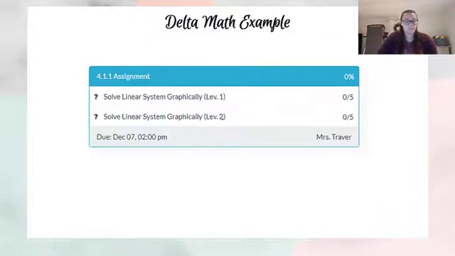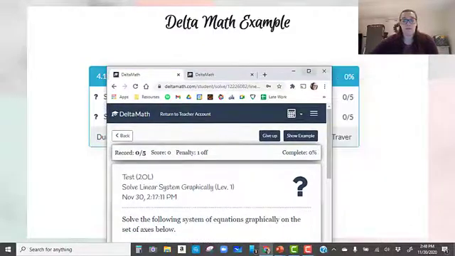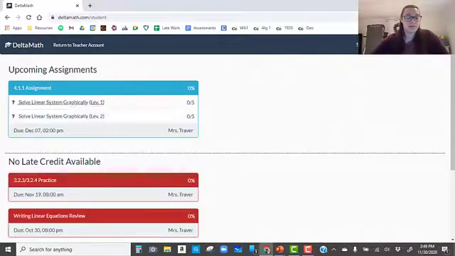Let's do one more. Actually, let's do one more on our assignment. So what I want you to notice is that you've got an assignment today that's on Delta Math. So let me show you what that looks like. When you log in, you will see this. I've already got it pulled up, for an example of what it looks like in Delta Math.